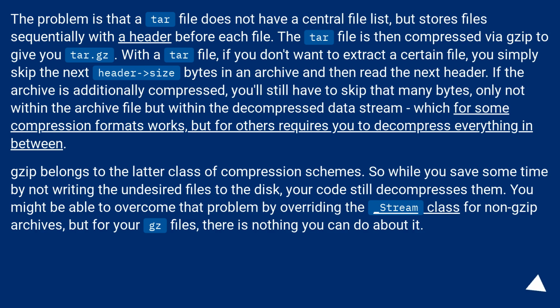If the archive is additionally compressed, you'll still have to skip that many bytes, only not within the archive file but within the decompressed data stream, which for some compression formats works, but for others requires you to decompress everything in between. Gzip belongs to the latter class of compression schemes. So while you save some time by not writing the undesired files to the disk, your code still decompresses them. You might be able to overcome that problem by overriding the _stream class for non-gzip archives, but for your GZ files, there is nothing you can do about it.